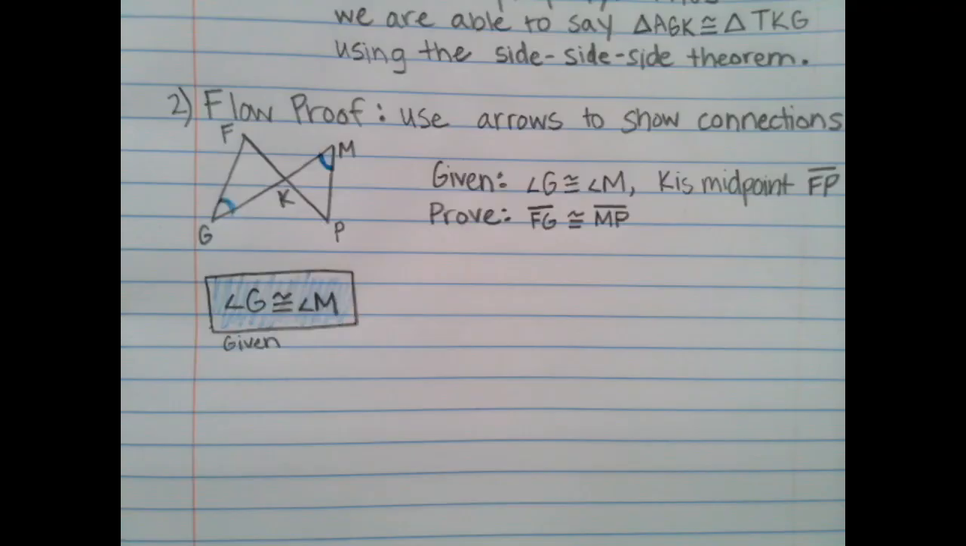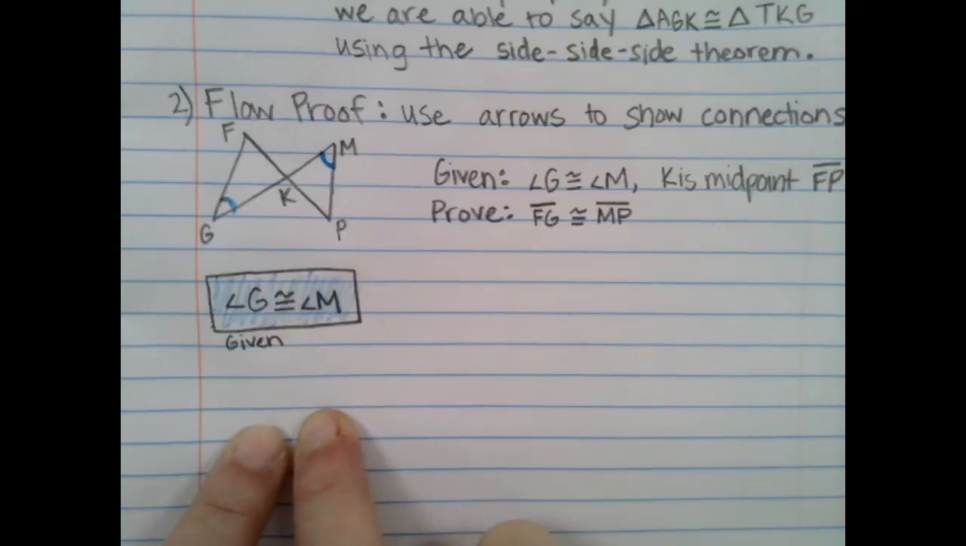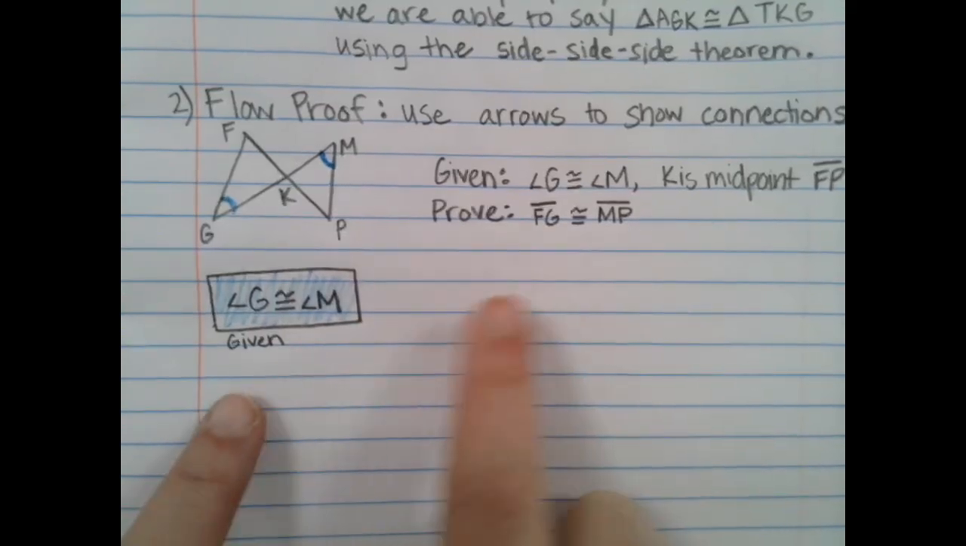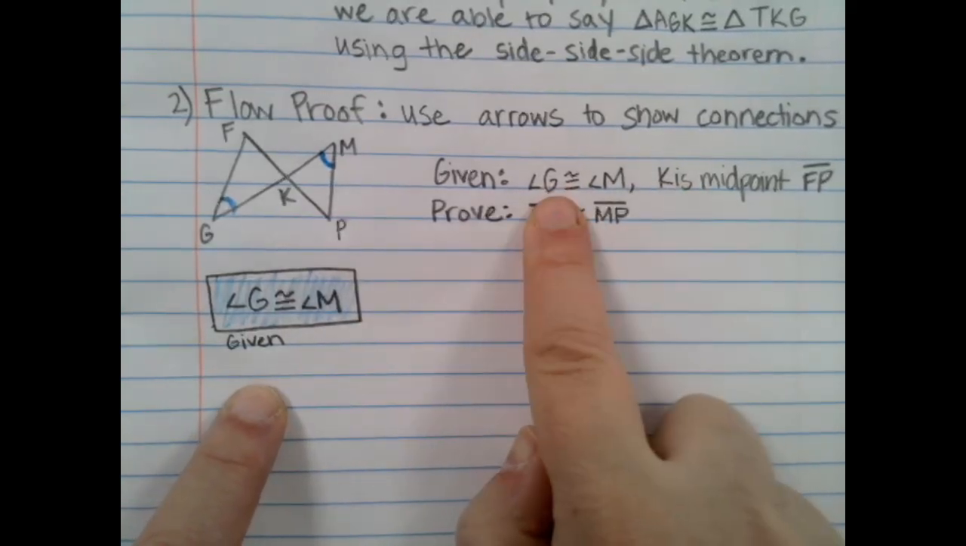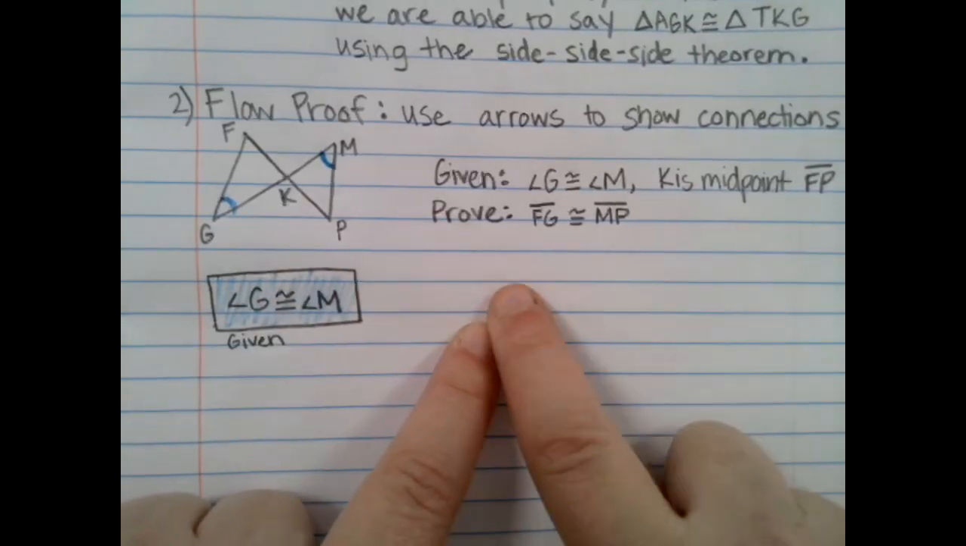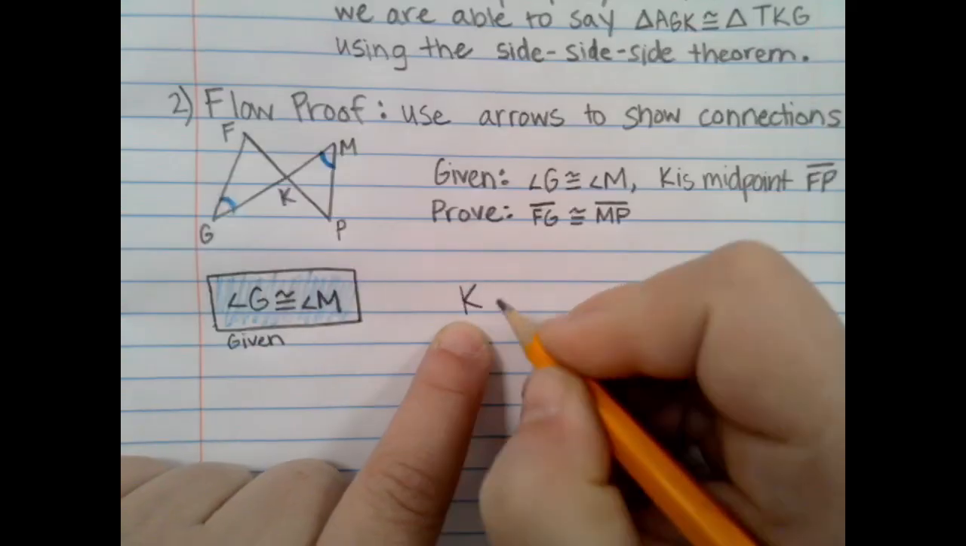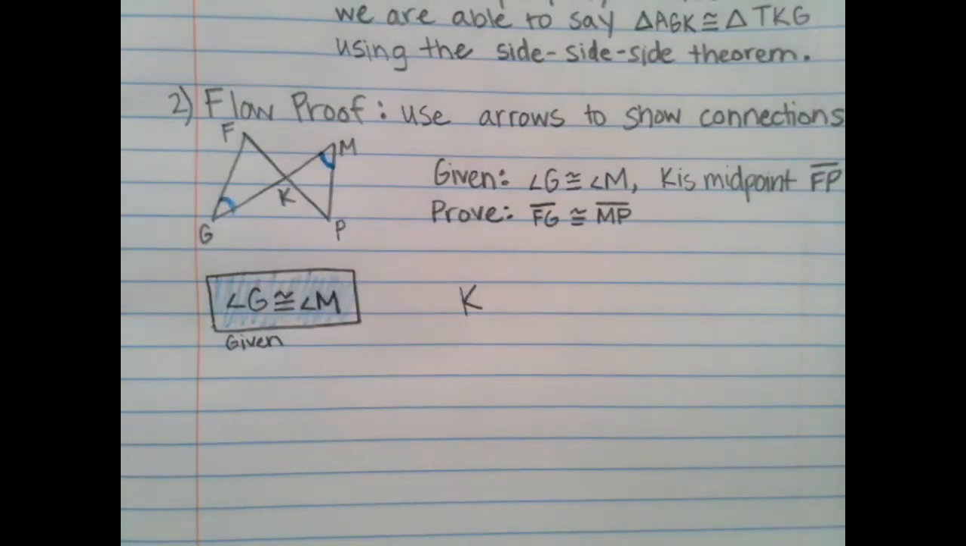Not parallel, congruent. All right, now my other given isn't more important than this. It's not less important. One didn't come before the other. These could have been switched around. So they're going to go on the same level. So I'm going to write K as the midpoint of FP over here next to it. It doesn't matter which one's first, so we're not making one above or below.